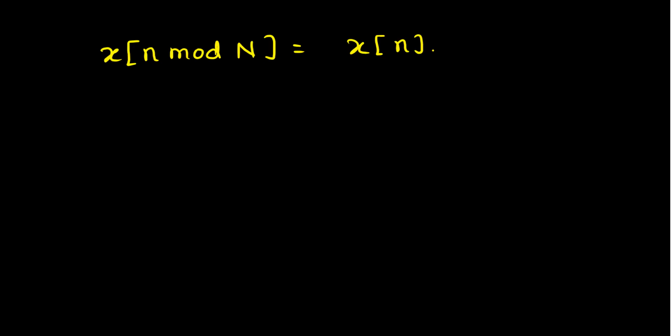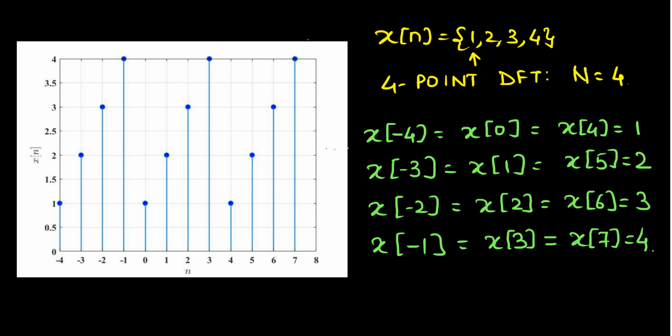And this n mod capital N can also be written as x of n mod capital N is equal to x of n. Now what does this modulo operation lead to? If we observe in this diagram and start from 0, 1, 2, 3 and reach 4, at 4 we again have the same value of x of n as we had at x of 0, which is equal to 1.